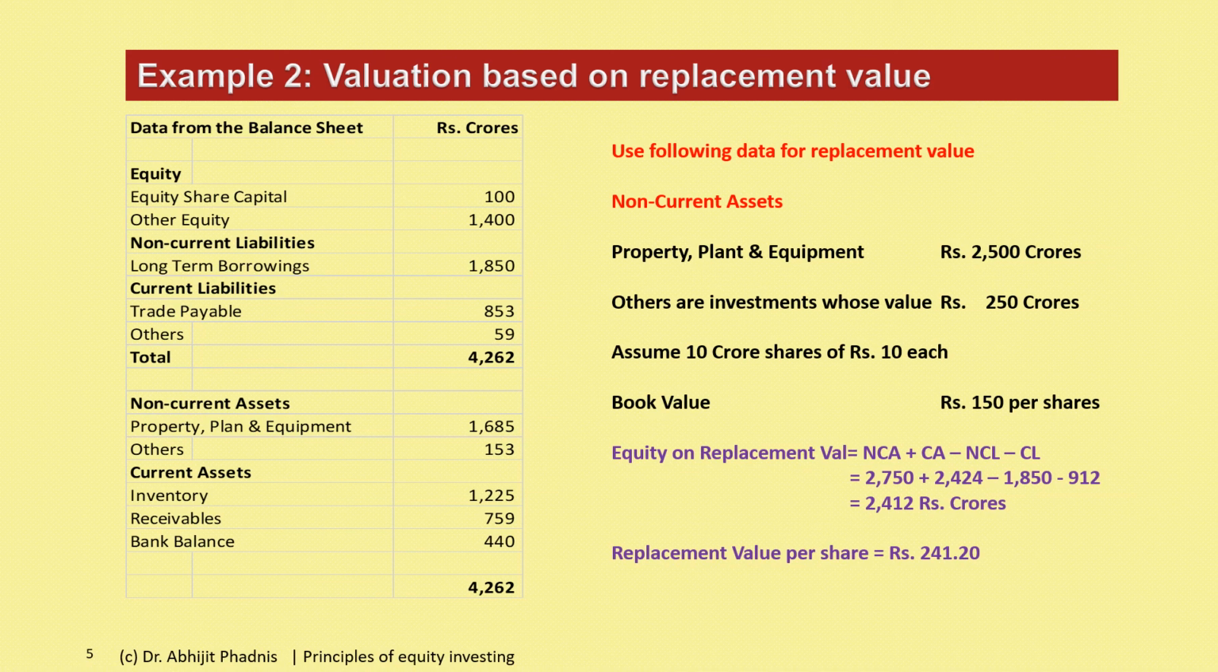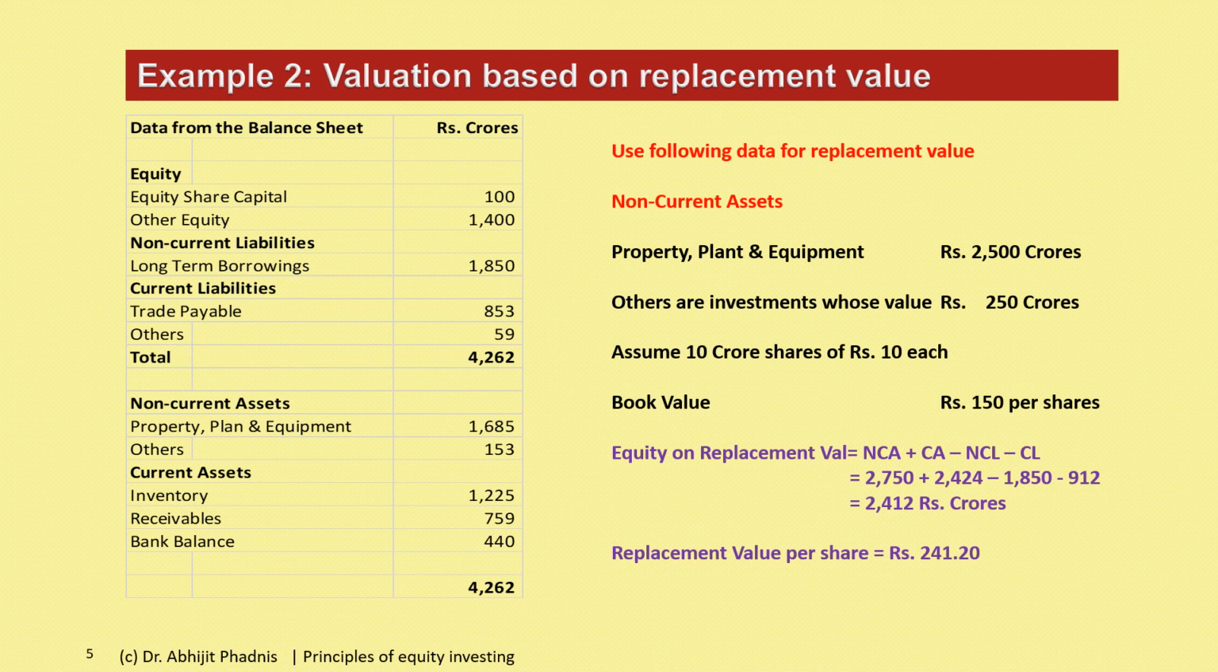Then in the non-current assets, you also see others, which are investments into other companies, which may be strategic stakes, and their value would be 250 crores, let's say. And assume that the equity share capital, which again you can see on the left-hand side, having a value of 100 crores, consists of 10 crore shares of rupees 10 each. Now in this situation, we can easily calculate the book value, and the book value comes to the total equity, which is 100 plus 1,400, divided by the number of shares, which are 10 crore shares, and therefore we get the book value per share as 150 rupees per share.